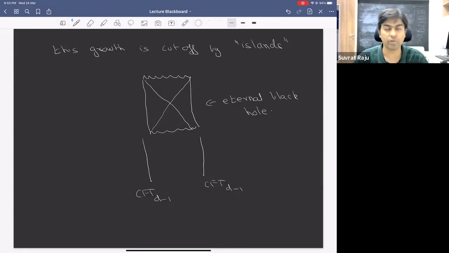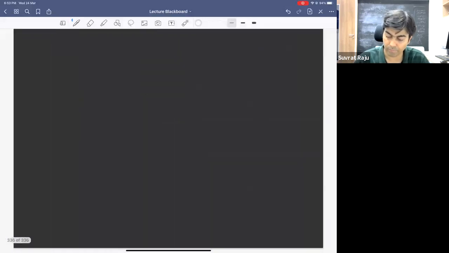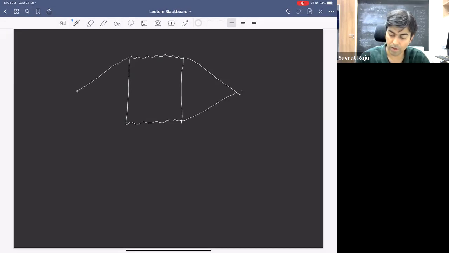The bulk dual to just the two CFT D-1s entangled with each other is the eternal black hole. But the setup that we have is where we have taken the CFT D-1s and coupled them to non-gravitational baths. If you do that, you get the following setup. You have an eternal black hole, and the eternal black hole is now coupled to some region which does not have gravity. So this is gravity plus CFT D, and this part here is no gravity and the same CFT D.